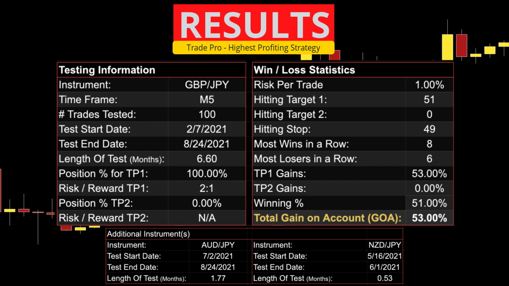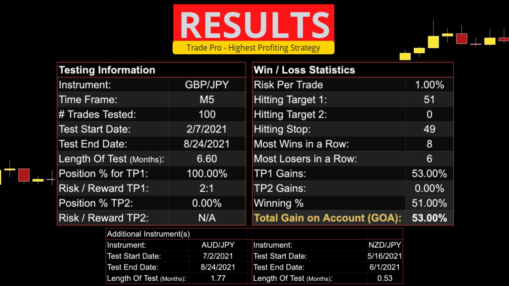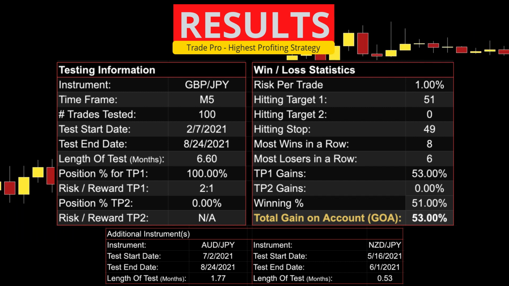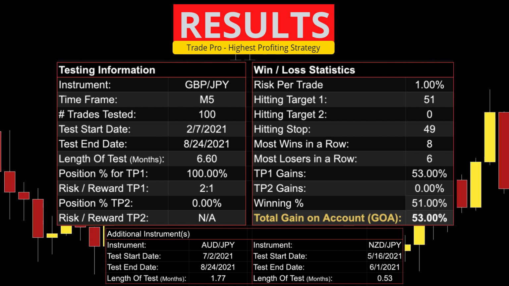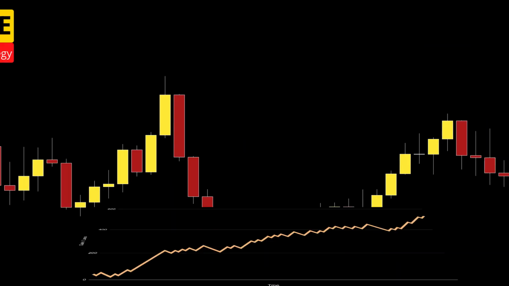Using a 2 to 1 risk-reward ratio, we had a 51% winning rate and a 53% gain on account if all of the setups were taken, risking 1% per entry. Most wins in a row was 8, and most losses turned out to be 6 in a row. The equity curve here is good.